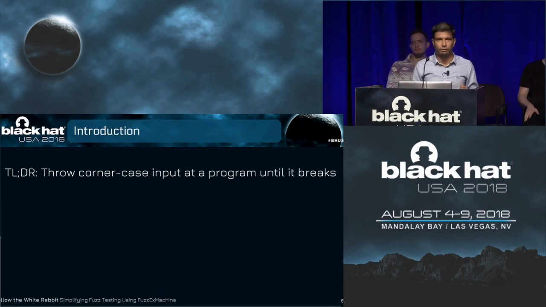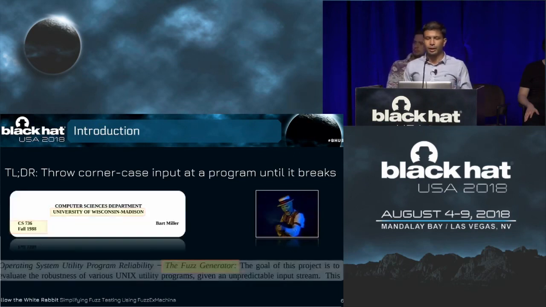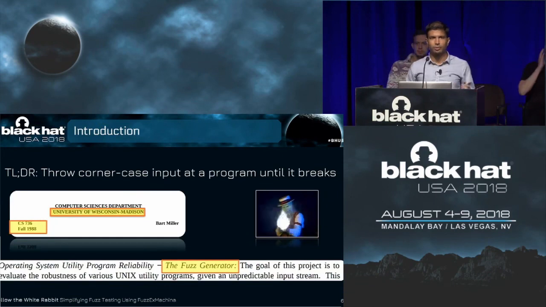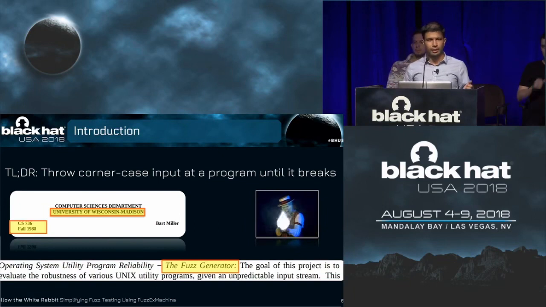I'm sure most of you are aware of what fuzz testing is, but for those who don't, it's essentially throwing corner case input at a program until it breaks. So it's a bit like shooting in the dark, but not exactly. And the idea is not new. In fact, anecdotally speaking, it dates back to a computer science assignment in 1988 provided by Professor Bart Miller at the University of Wisconsin, when he asked students to write the so-called fuzz generator program. The goal of this program was to provide an unpredictable input stream to test the resilience of Unix utility programs. Although this approach was rather dumb, it was surprisingly effective, and 1/3 of the Unix utility programs that were tested crashed.